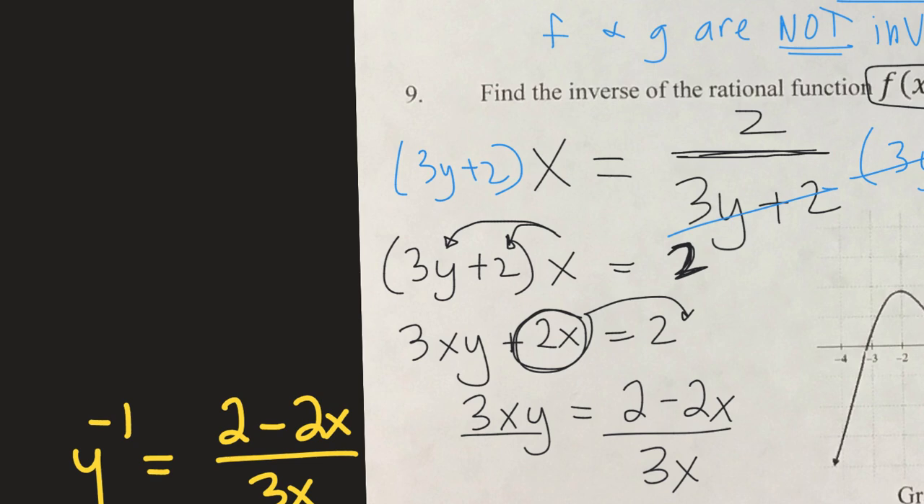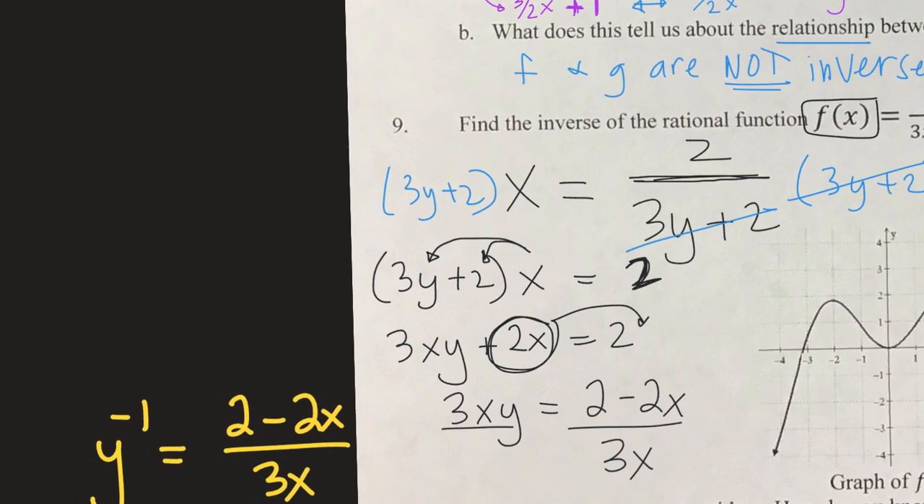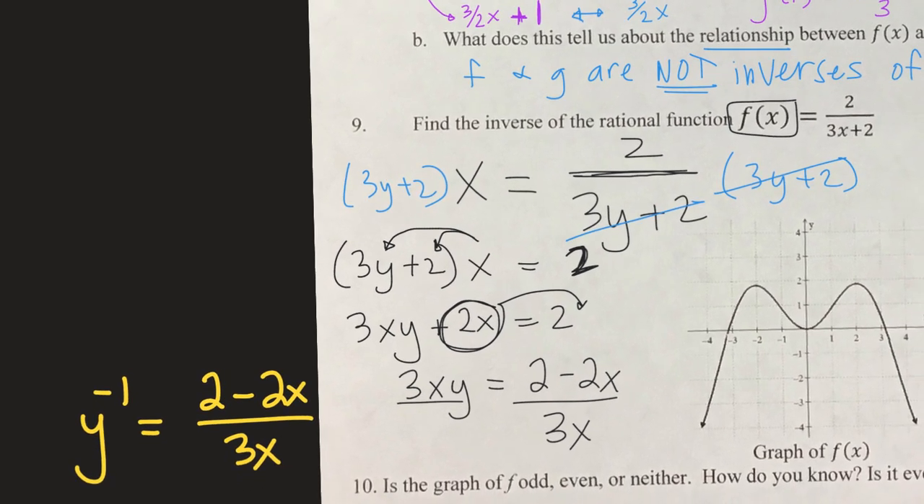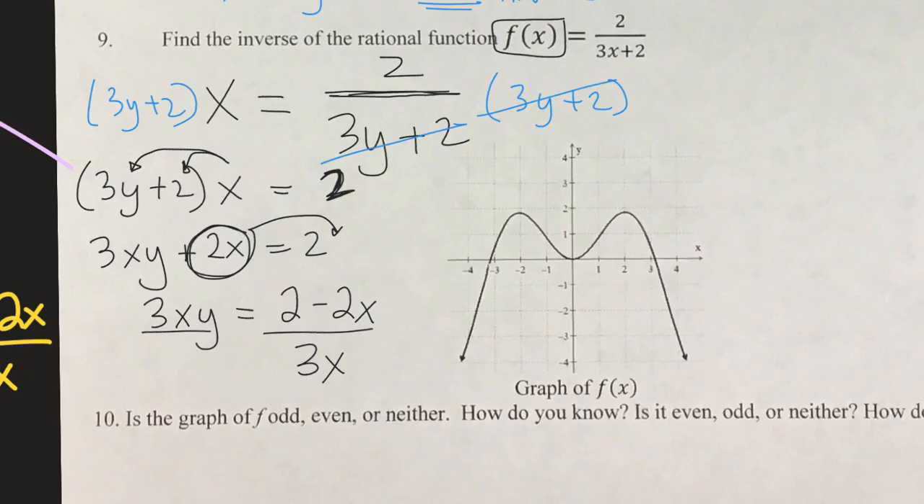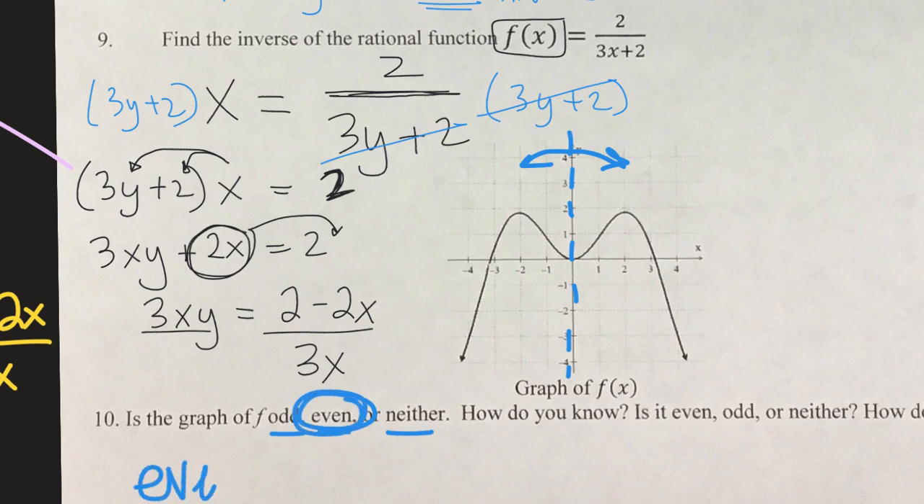Okay? So oftentimes when we start off with a rational equation with x in the denominator, we end up with another rational equation with x in both places, the numerator and the denominator. Okay, and then the last problem on this page, is this even, odd, or neither? Well, we take a look at the symmetry, and if I draw a line right down the middle, does the left side match up with the right side? The answer is yes. This is even. This is an even function because it has y-axis symmetry.